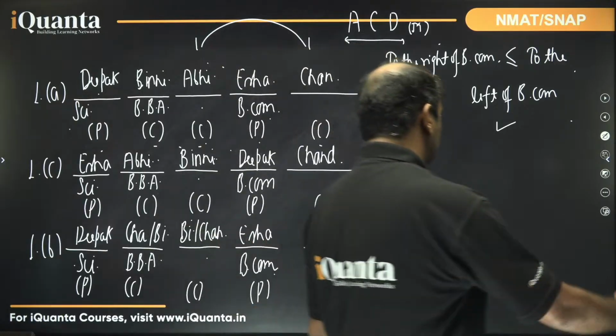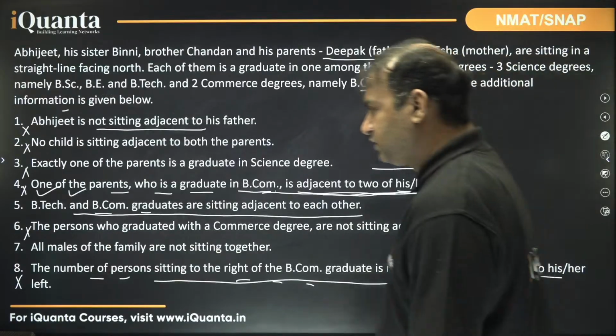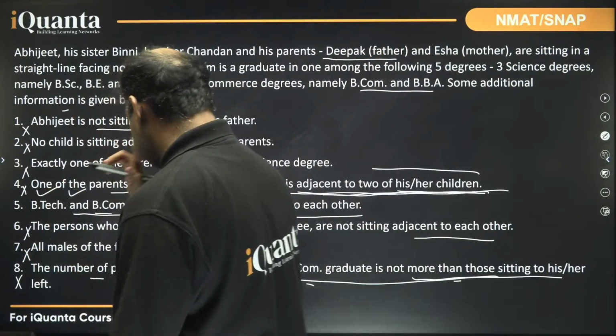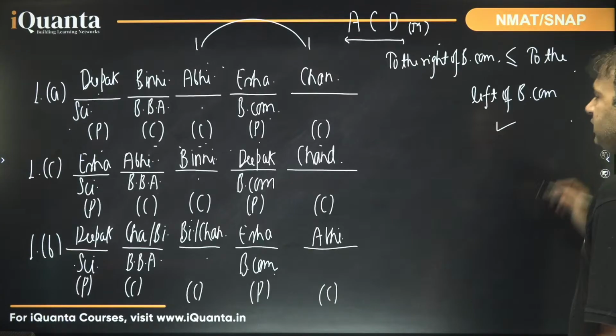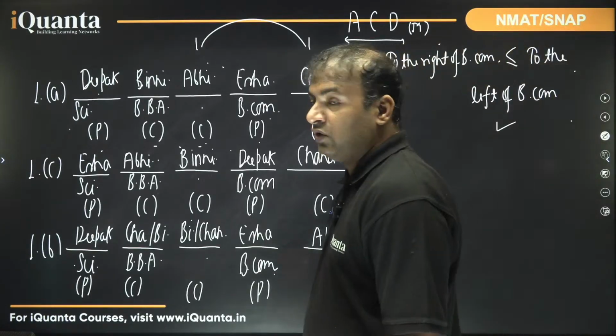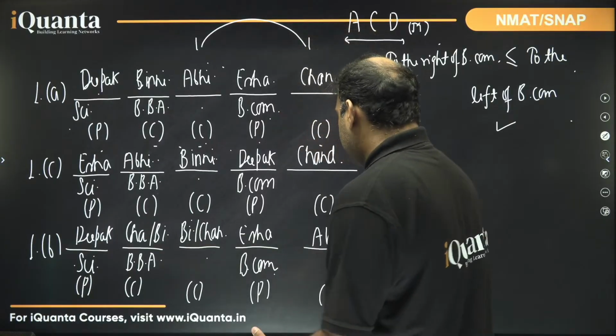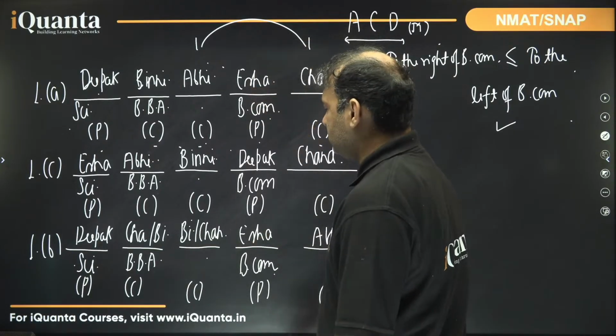So we have used this information as well, which was point number 7. Only point which is left is that BTech and BCom should be adjacent to each other. All right. So BTech and BCom should be adjacent to each other. This is the only point which is left out. Luckily, guys, BCom is at the same place in all the 3 cases.